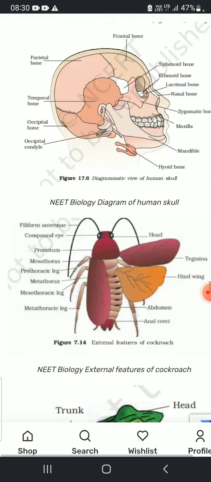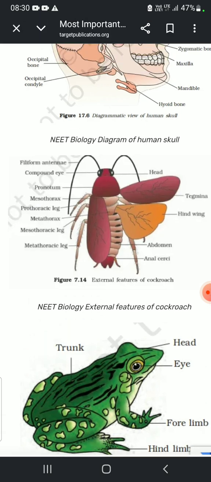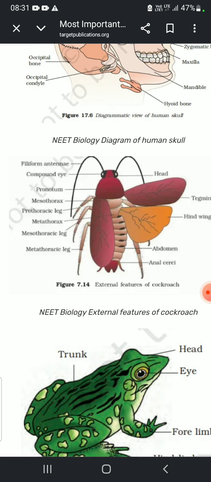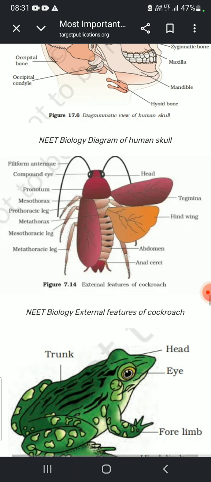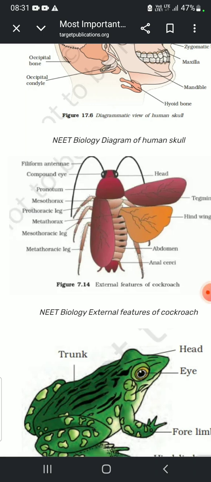Next we have external features of cockroach, in which we can see the filiform antennae are present, then we have head, then compound eyes are present, then we have pronotum, then we have mesothorax, and first wing is called tegmina, second wing is called hind wing, and that hind wing is used for flying. Next, tegmina is a mosaic and dark colored wing.